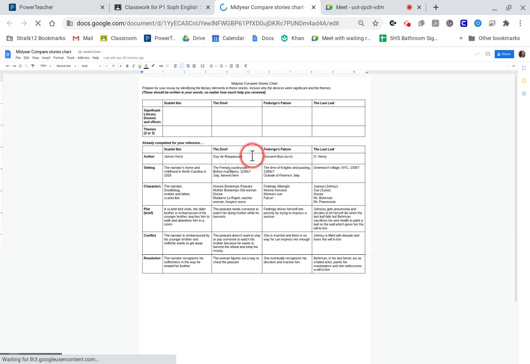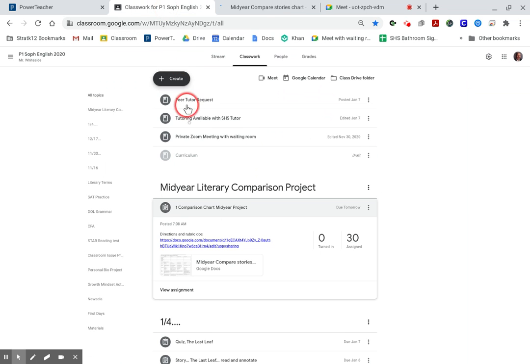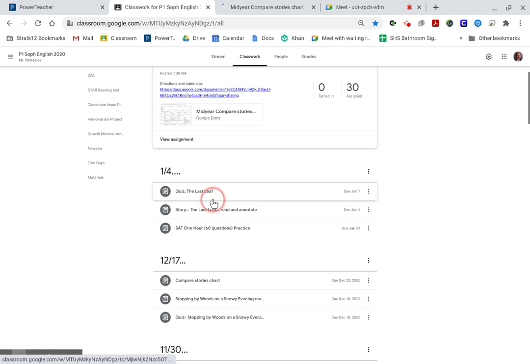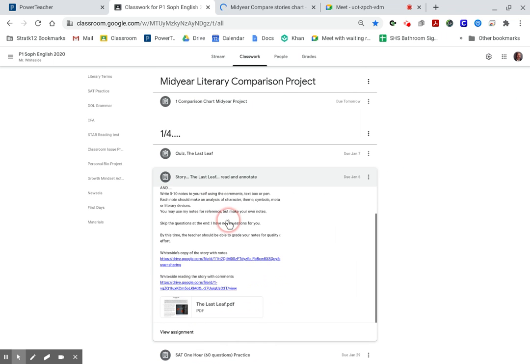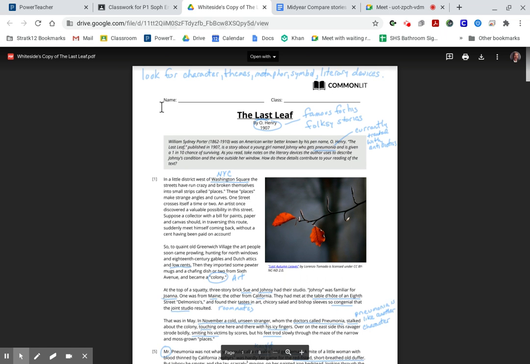Okay. And I'm going to go to this story, The Last Leaf, and see if I can fill in the devices and the themes for The Last Leaf. So I'll go back to classwork. I will find The Last Leaf story. I will open up my copy of the story. Okay, there's my copy of the story.